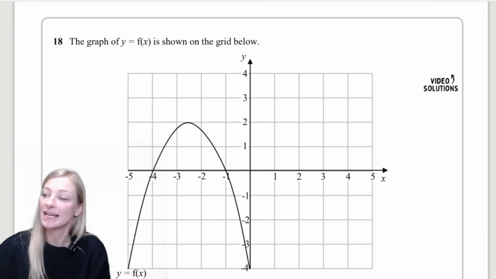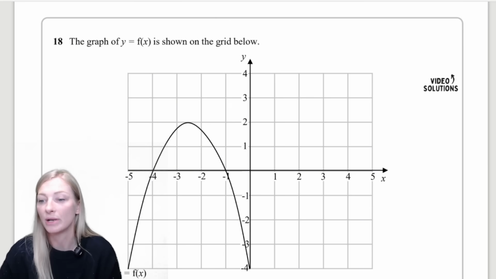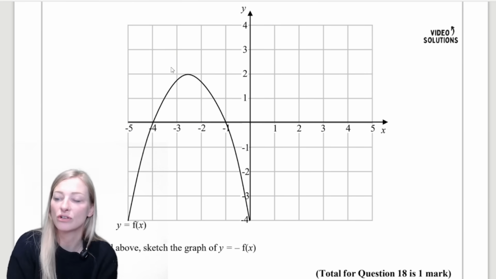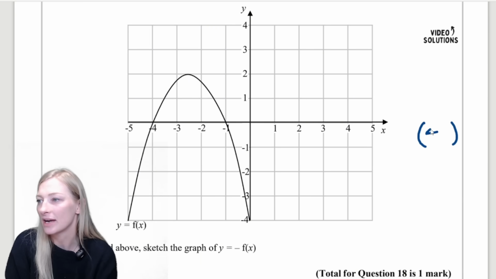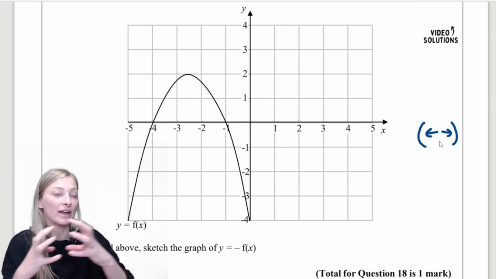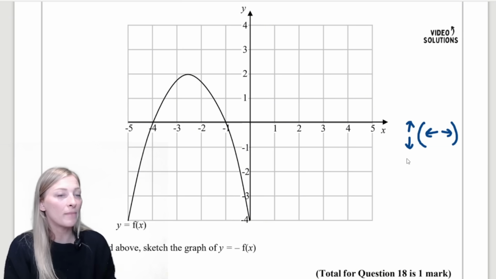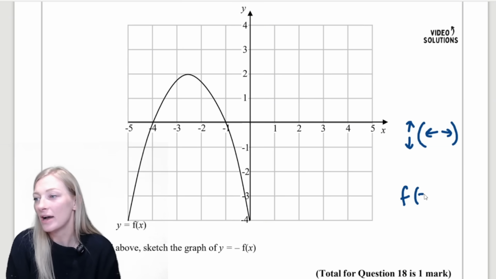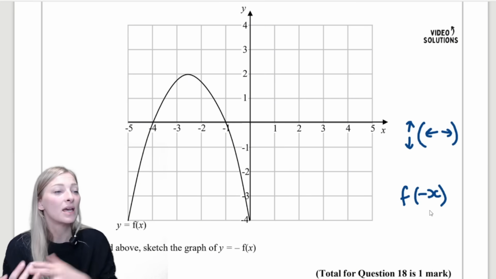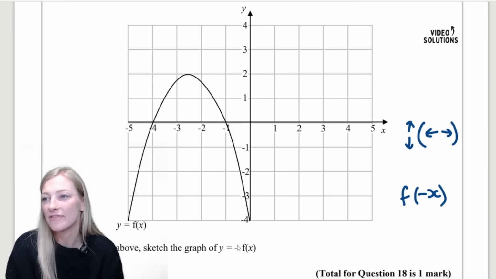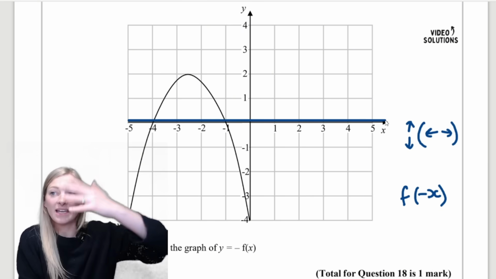Okay, question number 18, and we have transformations of functions. The graph of y equals f of x is shown on the grid below. On the grid above, sketch the graph of y equals minus f of x. Now, we need to remember that anything inside the bracket is going to affect the x direction, and anything outside the bracket is going to affect the y direction. We know that a minus is a reflection. If it was f of minus x, your reflection would be happening in the x direction over the y-axis. But because this is outside, minus f of x, my mirror line is going to be the x-axis, and this is going to reflect in the y direction.